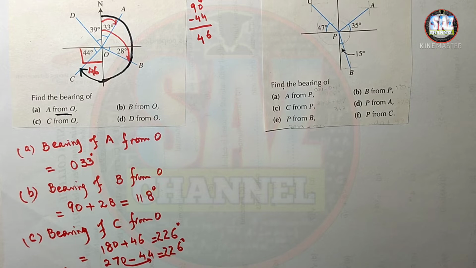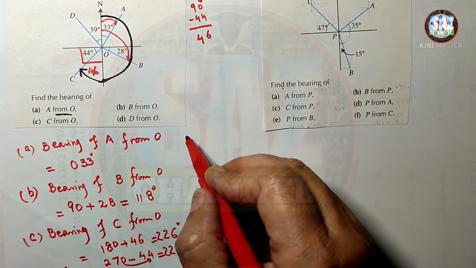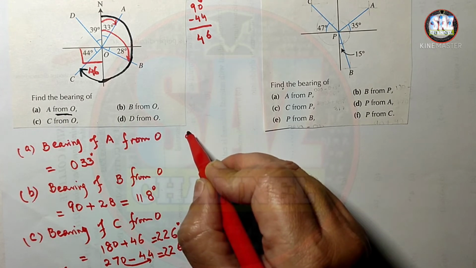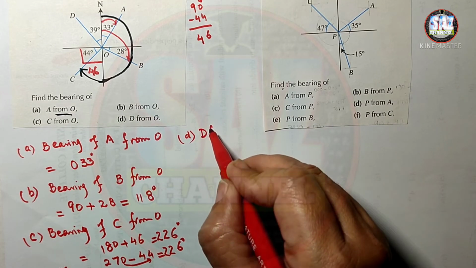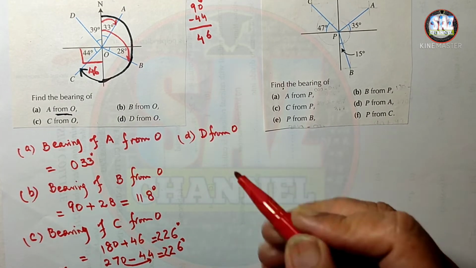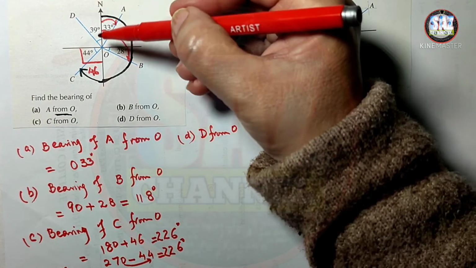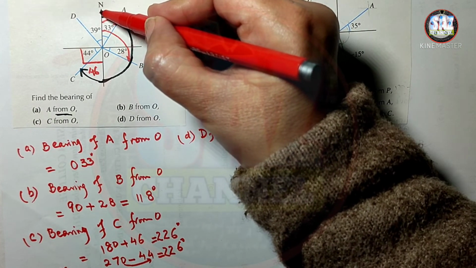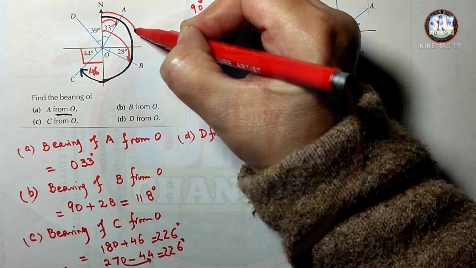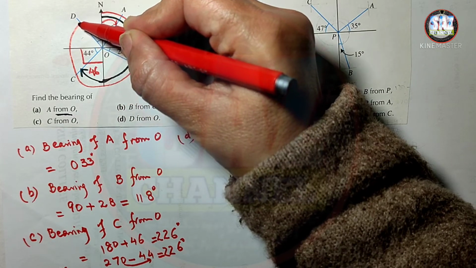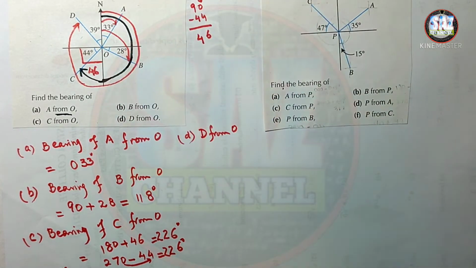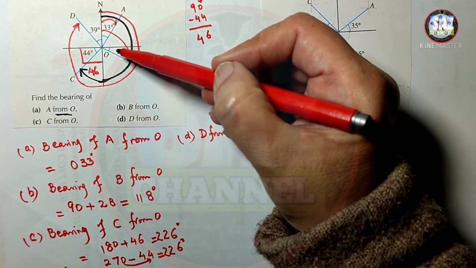And now what we have to do is calculate the bearing of D. This is my fourth part. Bearing of D from O. Again, start the movement from the north and stop at what point? Okay. North. This is the north. And stop at point D. Okay. Now look. Now what can we do? Either I have this almost complete turn with me.